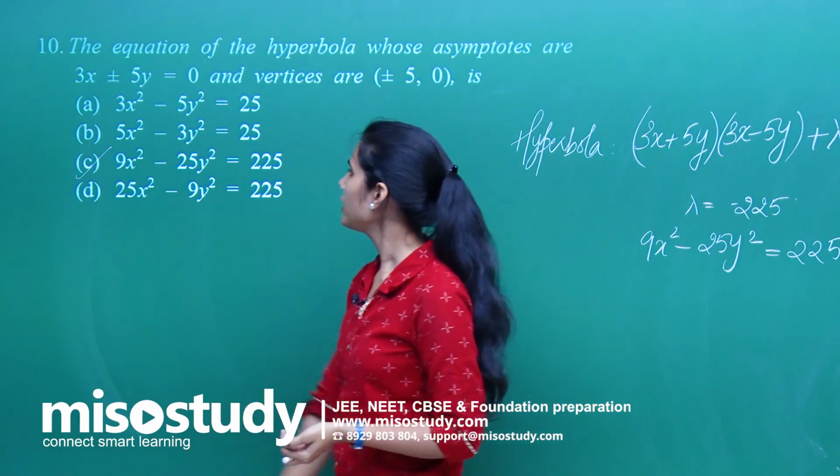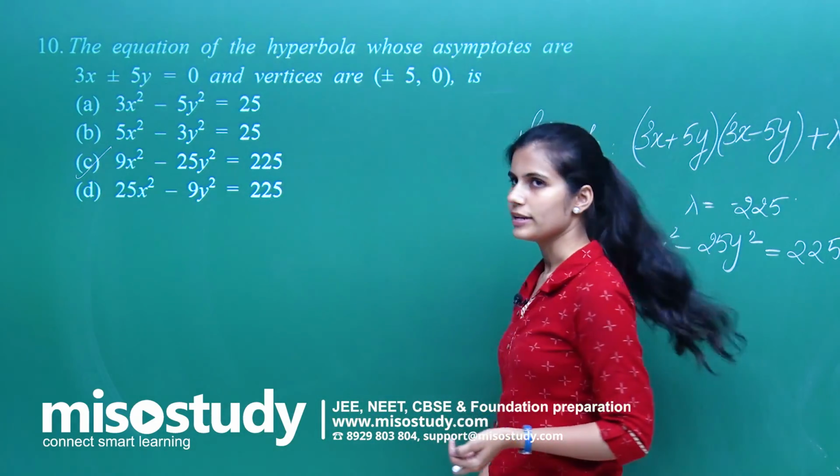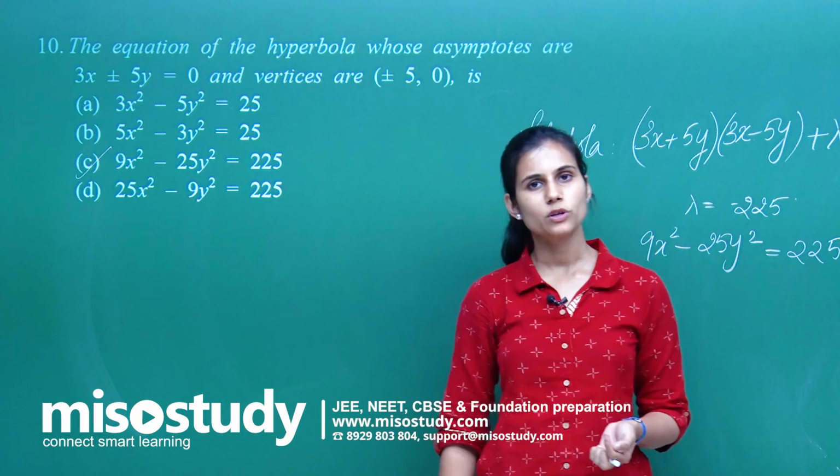9x square minus 25y square equals 225, and that completes our discussion over the questions.